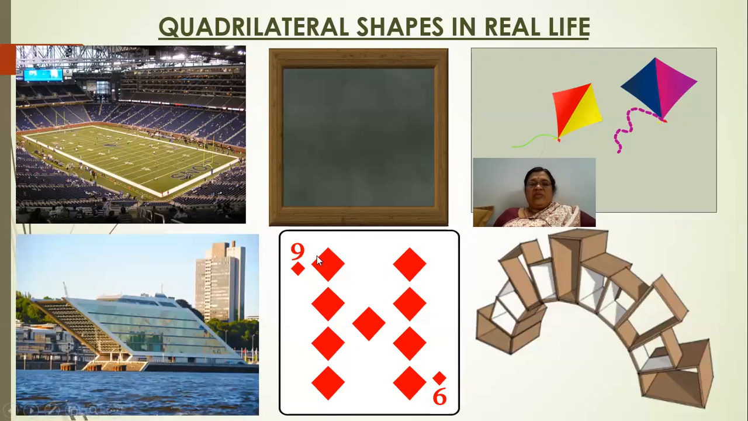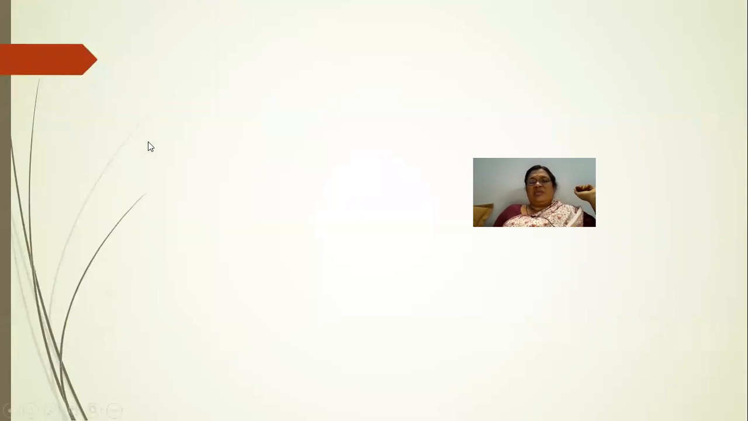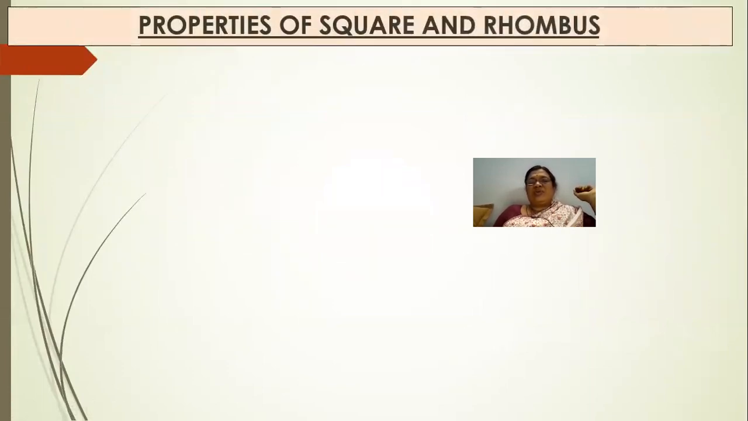And this one, the play card, when you look at this symbol, how does it look? It looks like a rhombus. And this one looks like a trapezium. This one, I think, is a parallelogram. So these are the shapes which we observe in our daily life. If we want to draw these shapes in our notebooks, what is the basic shape behind each diagram? The basic shape is nothing but a quadrilateral. Quadrilateral means the four-sided closed figure.